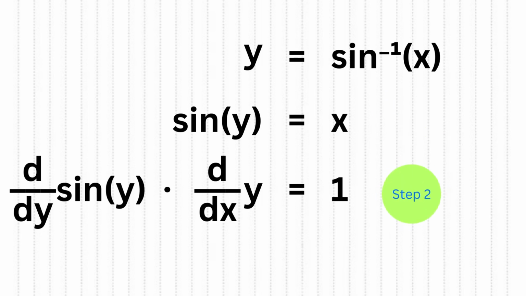From here, we're going to be using implicit differentiation. We'll start with the right side. Derivative of x with respect to x, no brainer, it's 1. On the left, we're going to take the derivative of sine y with respect to y multiplied by the derivative of y with respect to x. I'll explain why this is done in case anyone's confused.